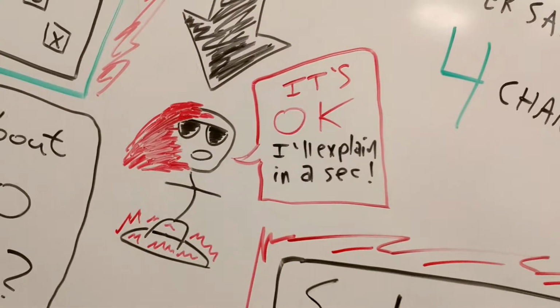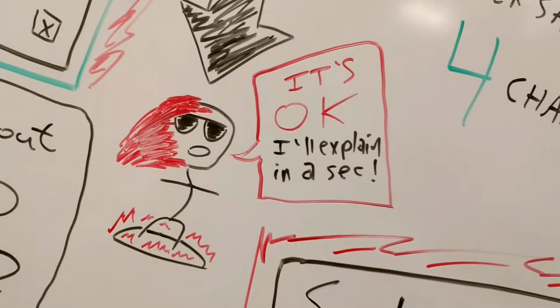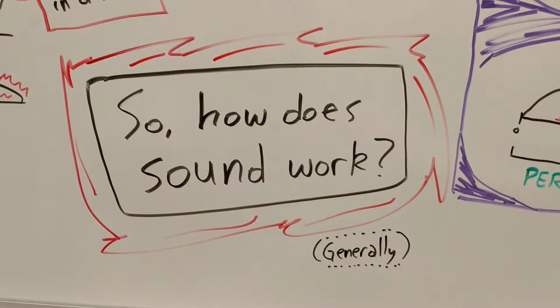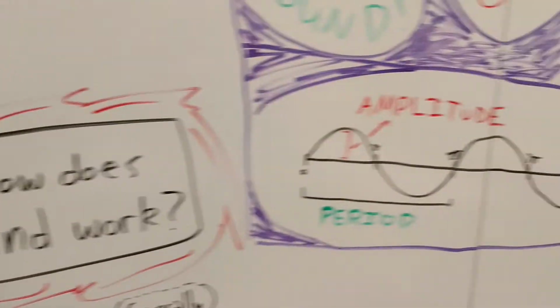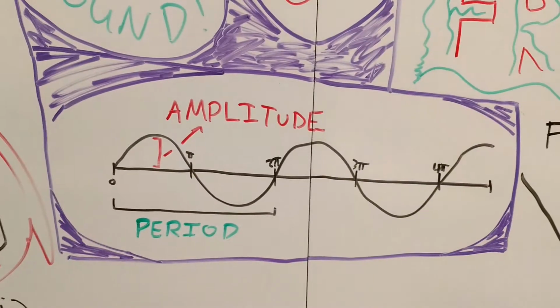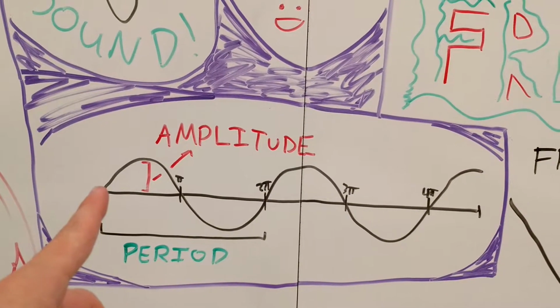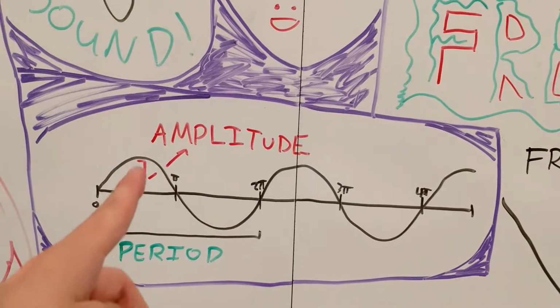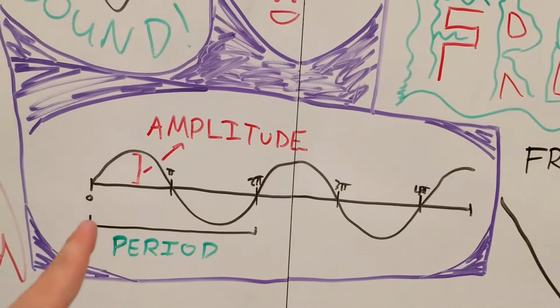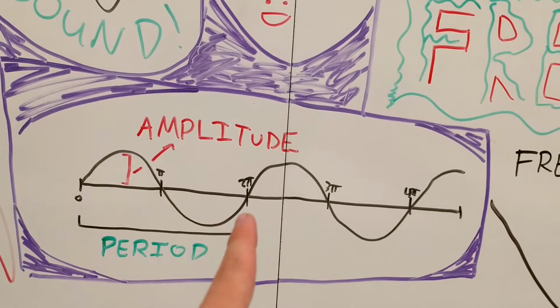What does that all mean? Well, it's okay, I'll explain it in a second. But first, how does sound work in general? That's a good question. Sound is just a wave, kind of like light's a wave. And there are 2 important things to know about the wave. It has an amplitude, how high it can get, and a period, that's when it starts to repeat itself.